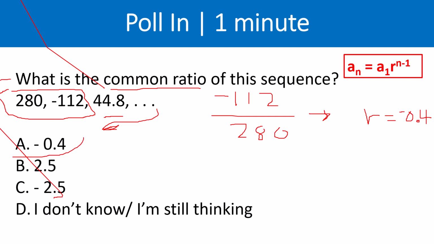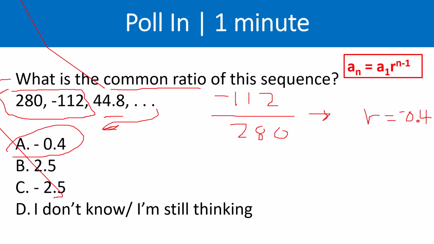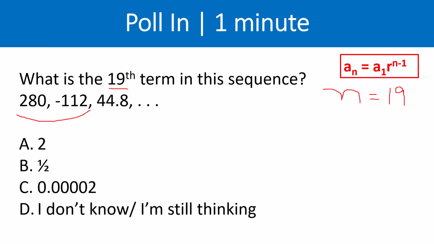Sorry, my pen is going crazy on me today. All right, now we want the 19th term in this sequence. We're doing the same thing, but now we're finding the term, not just a ratio. So let's identify what n is. That's 19. And then we'll find the common ratio. All right, so we already did that previously. Let's go back and I'll show you. It's negative 0.4 right here. So r is equal to negative 0.4.